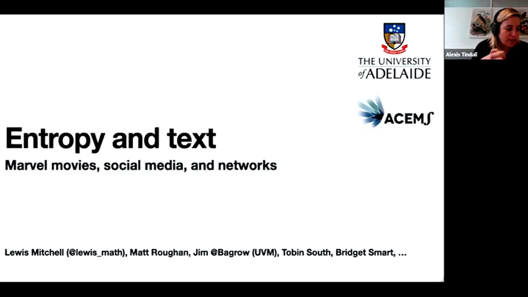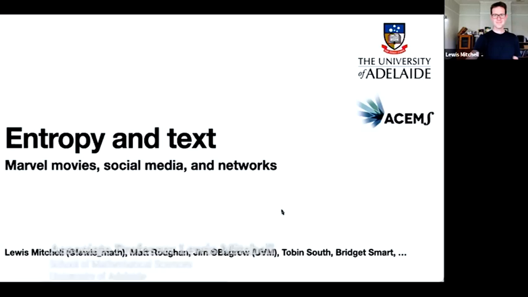So finally, we've got Associate Professor Lewis Mitchell from our School of Mathematical Sciences here at the University of Adelaide. Lewis studies how information moves over social networks using mathematical models coupled with data science techniques. His research interests are in computational social science, human dynamics, online social networks, as well as data assimilation and the mathematics of weather and climate. And with that, I will hand over to Lewis.